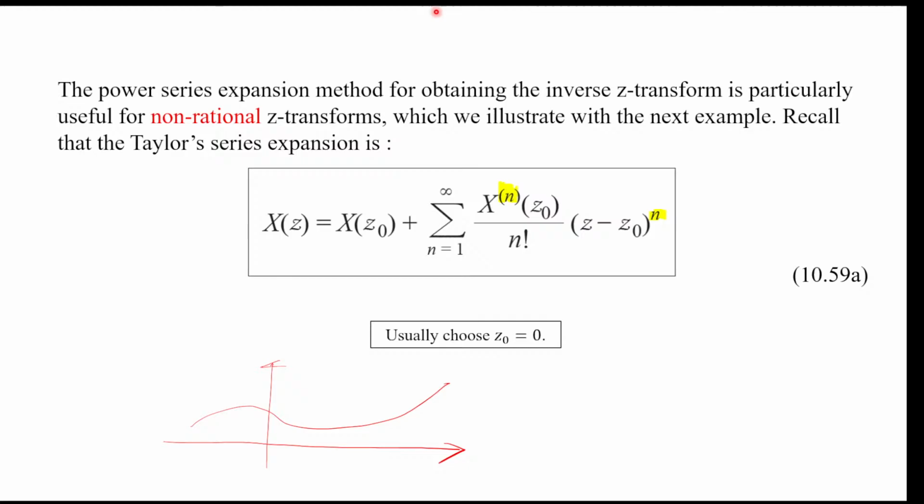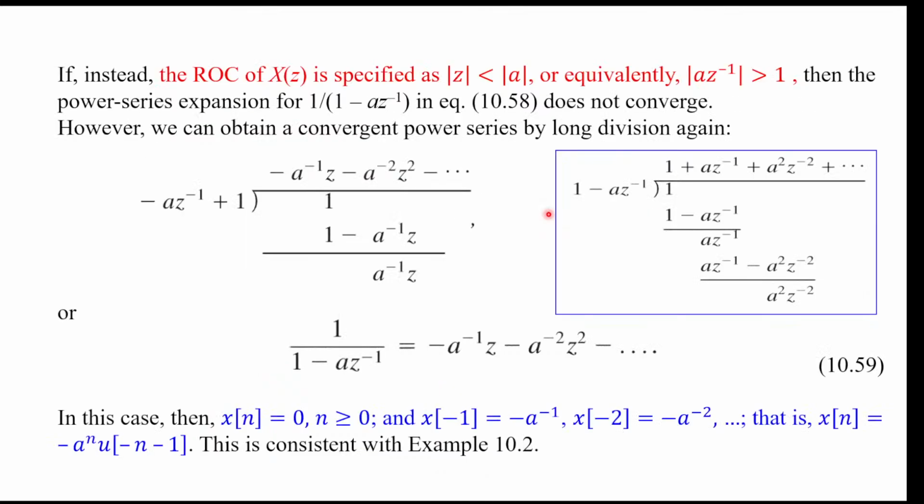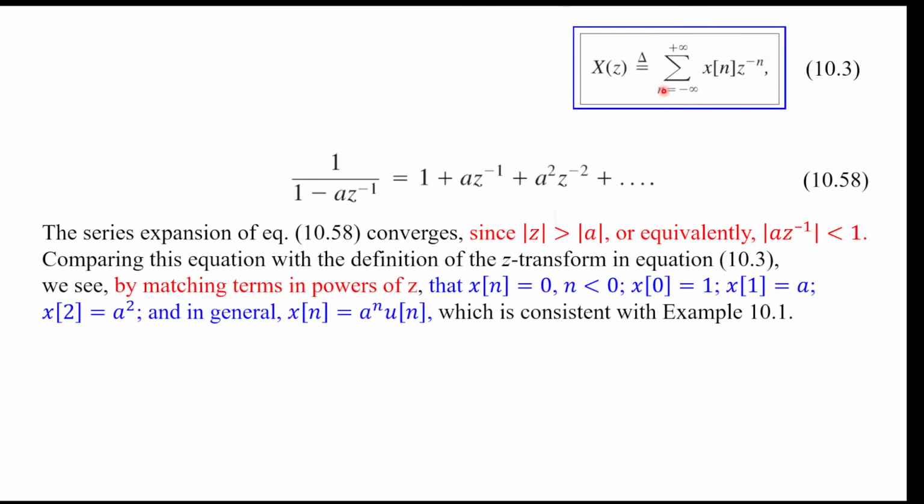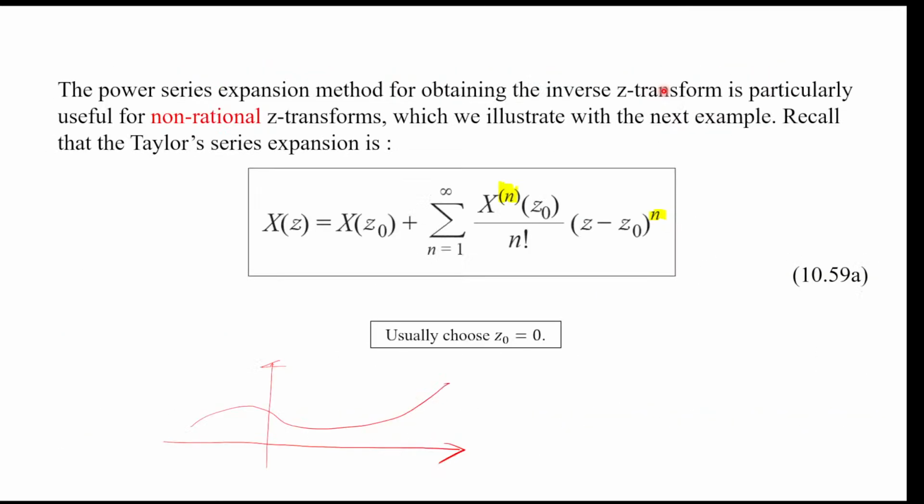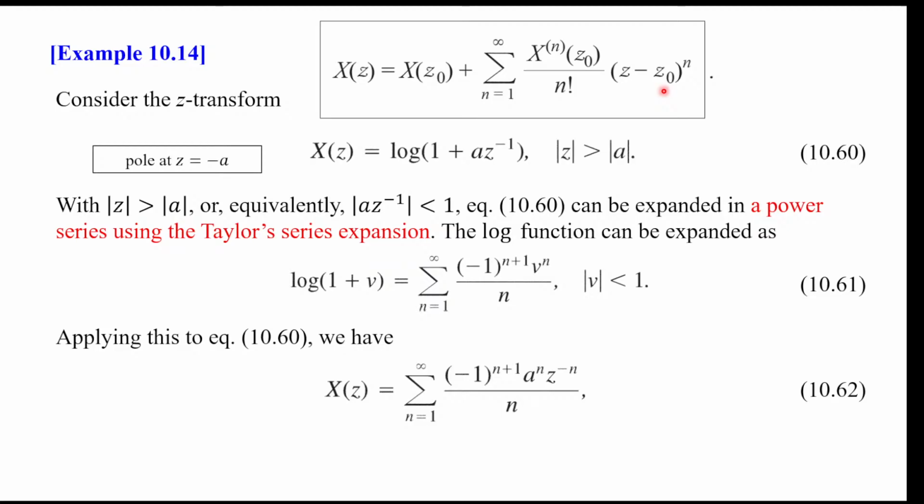And this is nice because we can do this expansion even for non-rational z transform. So even if you have a non-rational big X of z, then you can try this power series expansion, Taylor expansion, to get it into a power series of z. And then usually the best choice here is to pick z0 equal to 0. Because if you pick z0 equal to 0, then you just have a constant term here, and then you have powers of z. And you see that here we want the powers of z.